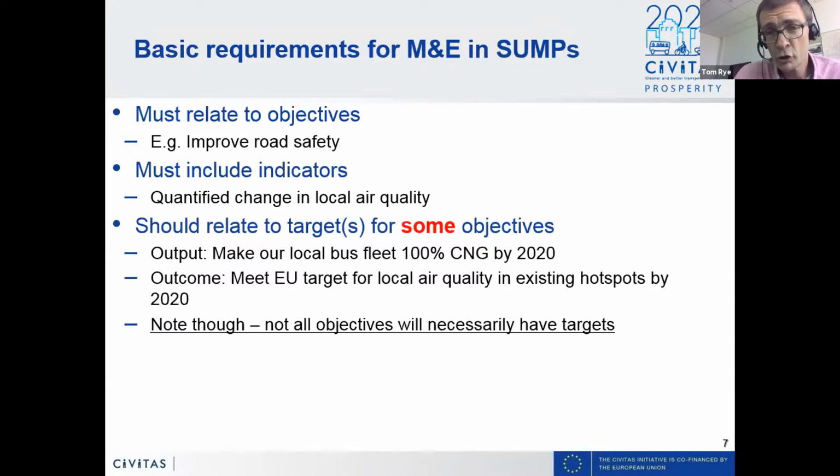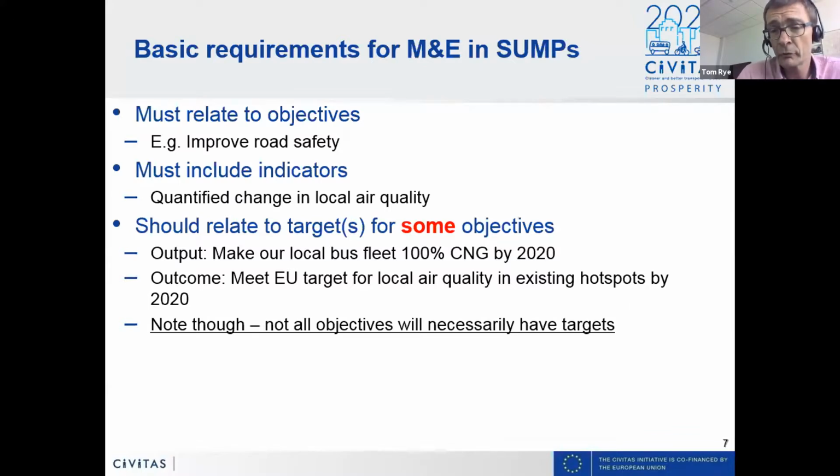Monitoring and evaluation should relate to some targets. And here's where I introduced the idea of an output target and an outcome target. So in relation to an objective improving local air quality, we can see here a couple of possible targets. The output target: make our local bus fleet 100% compressed natural gas by 2020 is one option. That's a target. That's what you're going to deliver by 2020. Or an outcome target: meeting the European Union target for local air quality in existing hotspots by 2020.